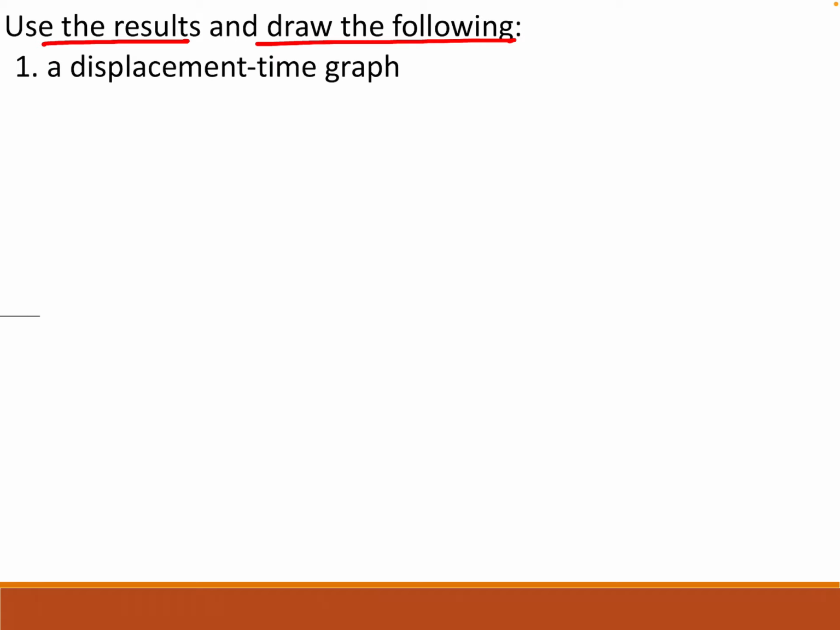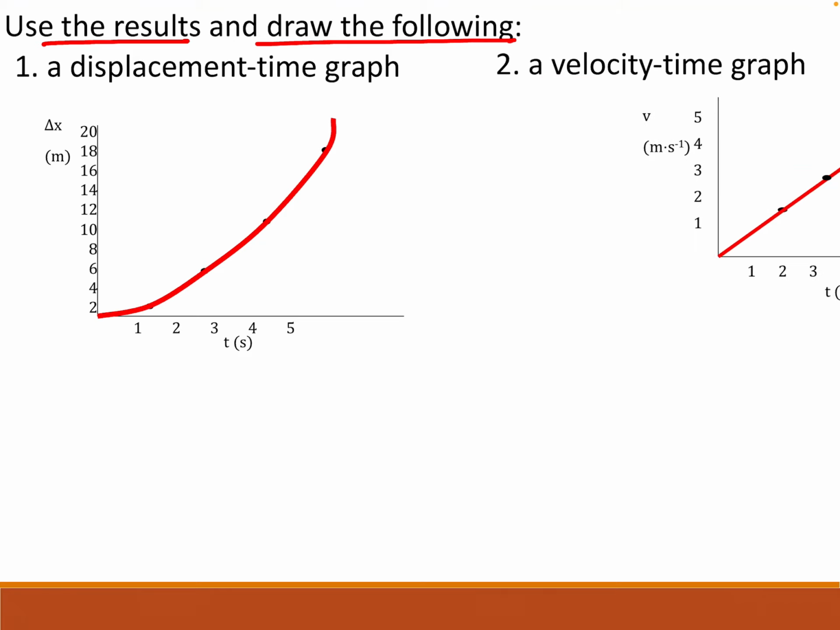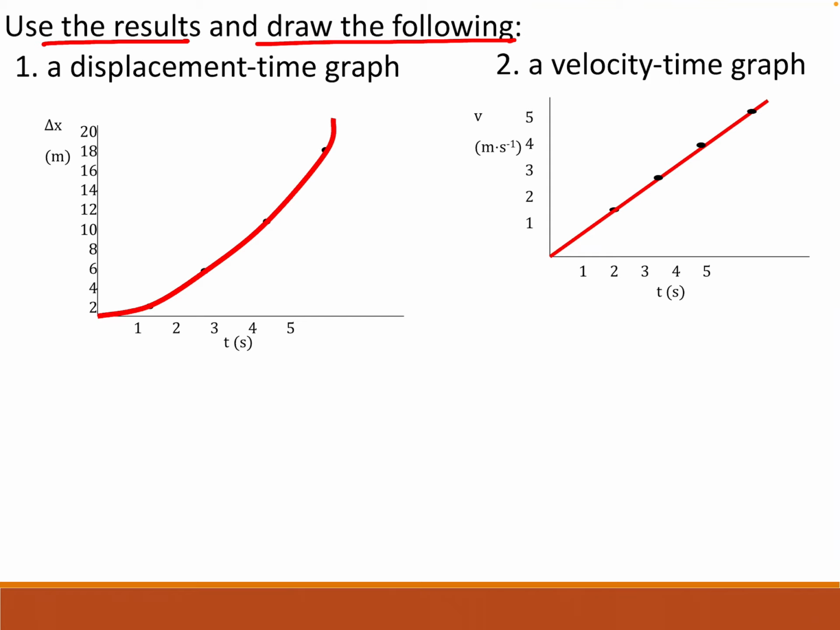So, number 1, you're going to get a curve for your displacement time graph. It's a bit harder to see, but that's okay. Number 2, you should have got a nice straight line. Now, yours is going to be slightly different to mine because of the values. Don't worry. The thing that I wanted is that it's a straight line and we're all happy.